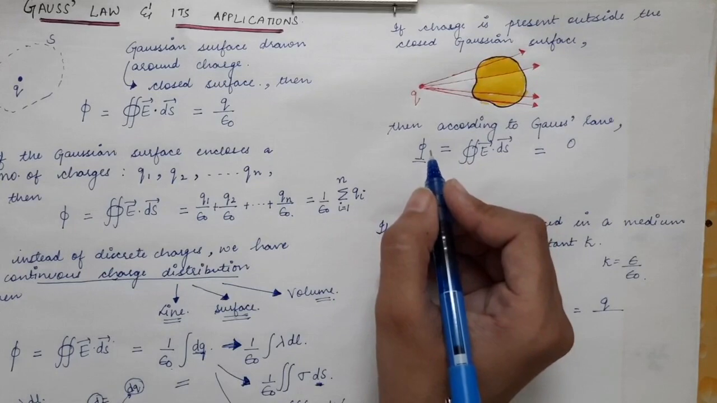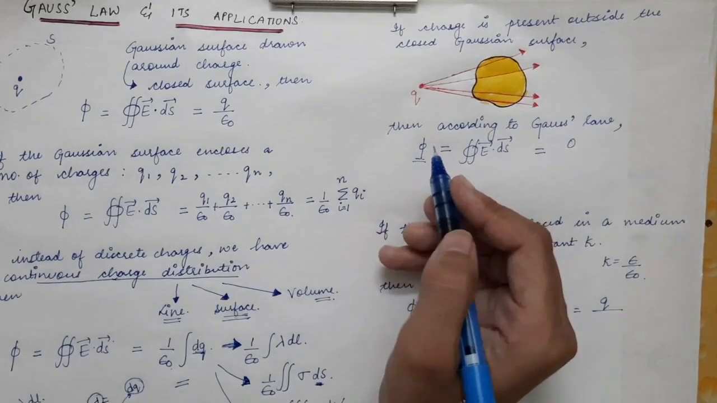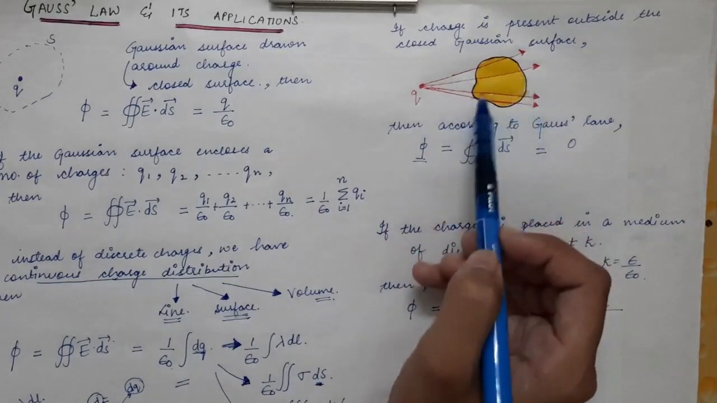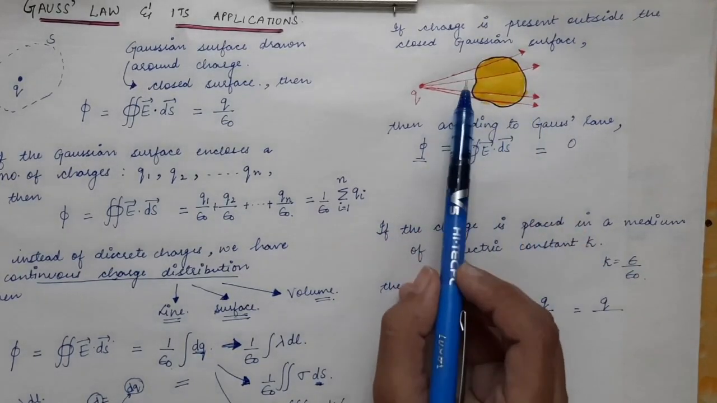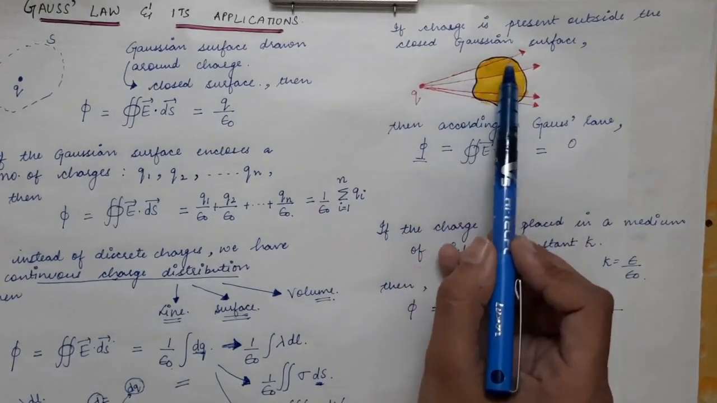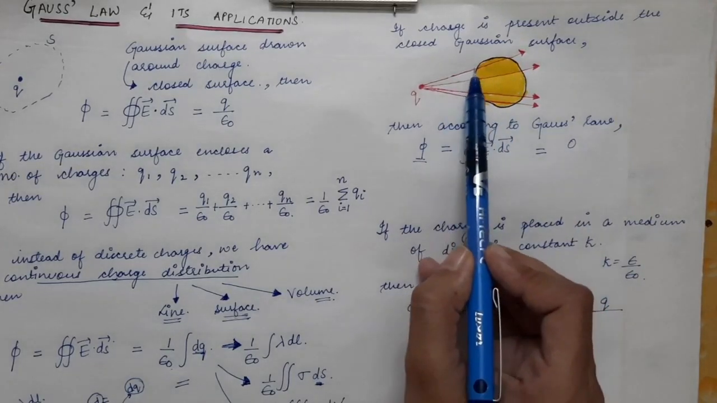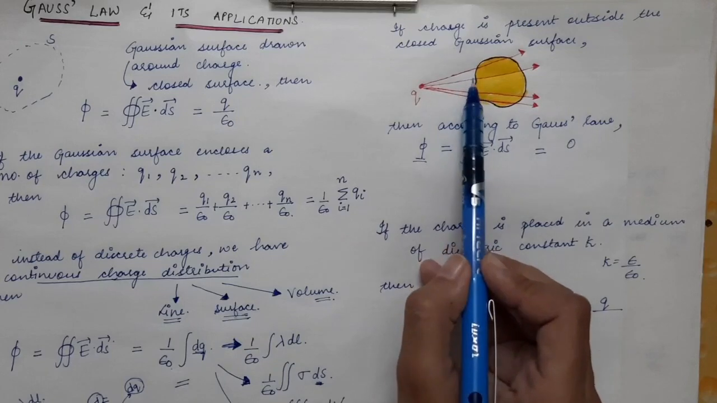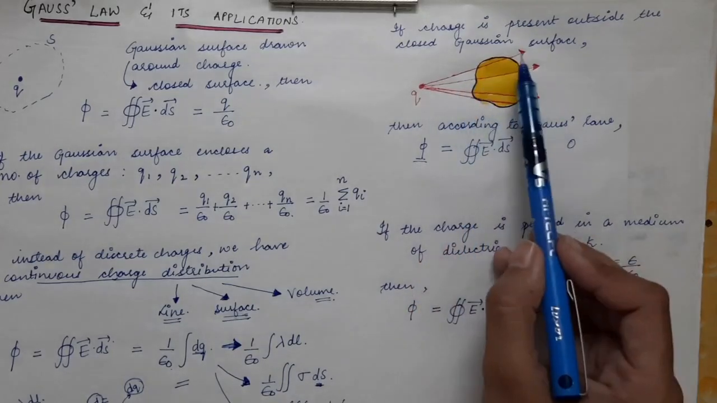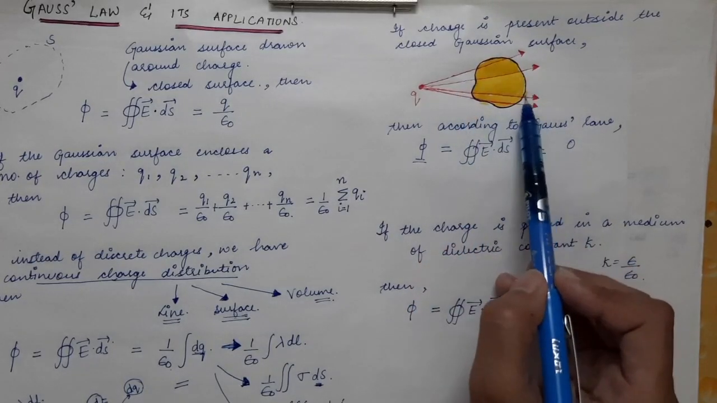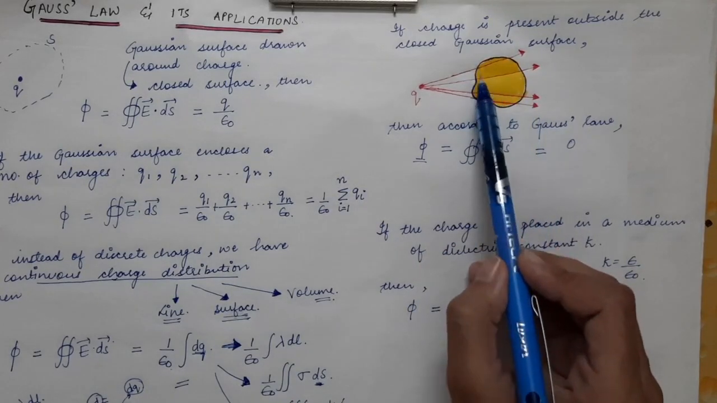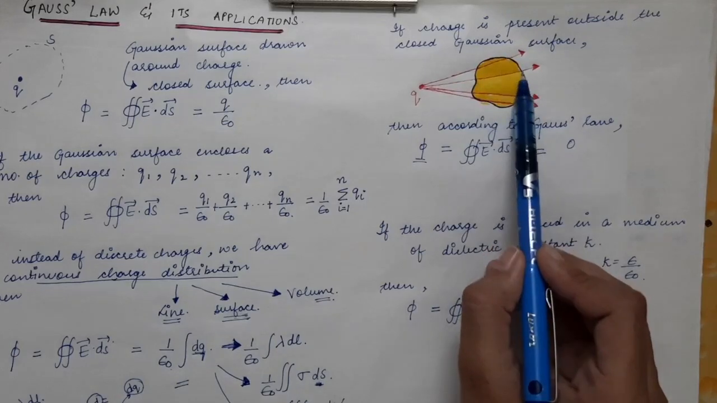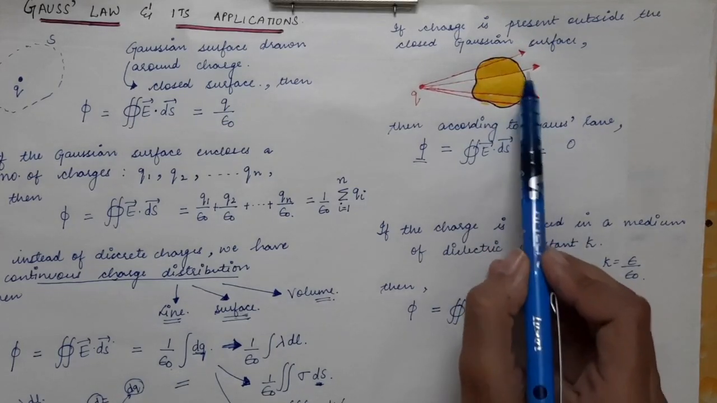Flux is nothing but the number of lines which are crossing the Gaussian surface. Now here you can see we have drawn 4 lines. The 4 lines first go inwards into this Gaussian surface, and then they go out of this Gaussian surface. So 4 lines are moving inwards, and the same 4 lines are moving outwards.